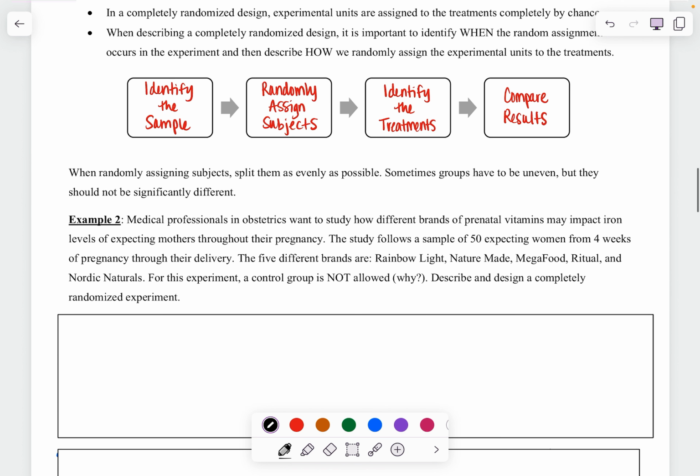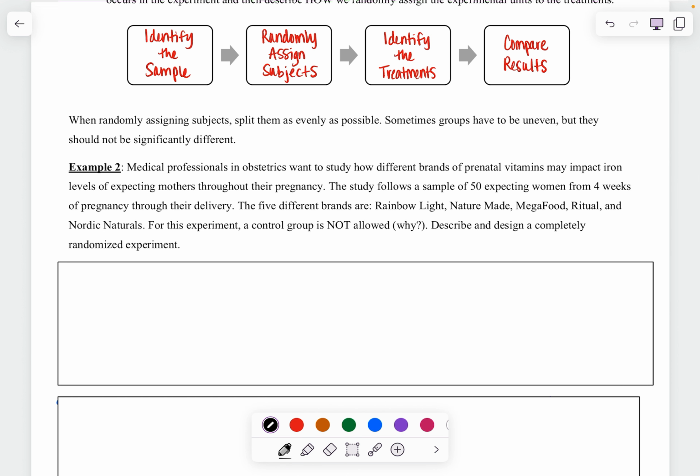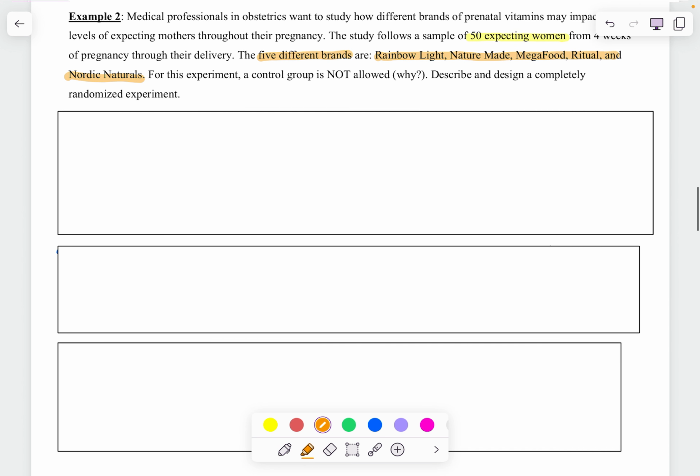So in our case, we have an example where they are trying to see whether different brands of prenatal vitamins are going to affect iron levels for pregnant women. They're going to follow a sample of 50 expecting women. I, in the end, have 5 different brands that I'm looking at: Rainbow Light, Nature Made, Mega Food, Ritual, and Nordic Naturals. So within my 5 groups, I have 50 women. If I'm dividing evenly, I'm going to try to find a way to assign 10 women to each treatment.